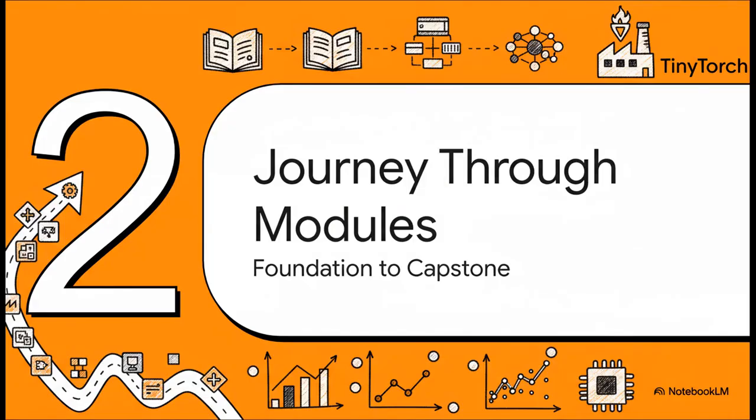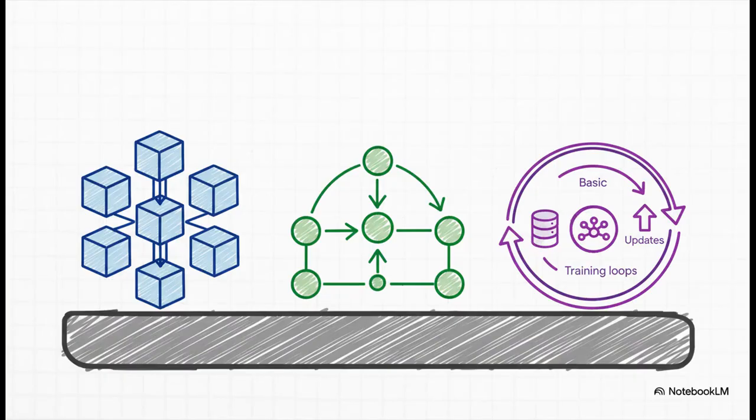Okay, so what does this whole journey actually look like in practice? Well, think of it as a structured adventure. It's all mapped out across 20 different modules that take you all the way from the absolute basics to some seriously complex, production-ready systems. So you start right at the beginning, in the foundation tier. This is where you build the absolute core of any modern ML framework. We're talking about implementing tensors, the basic data blocks, and the automatic differentiation engine. That's the magic, the thing that lets models learn from their mistakes. It's the bedrock for everything else you're going to do.